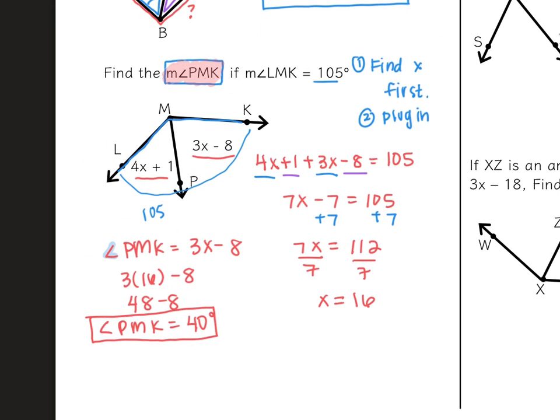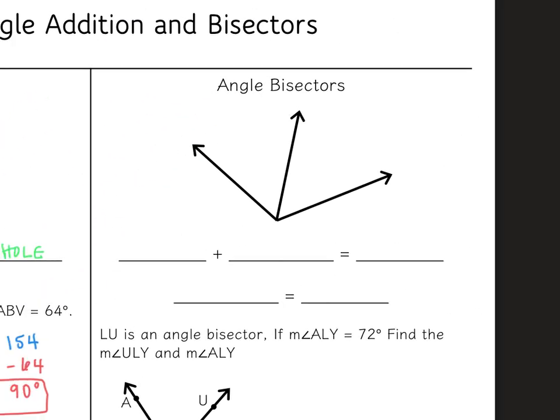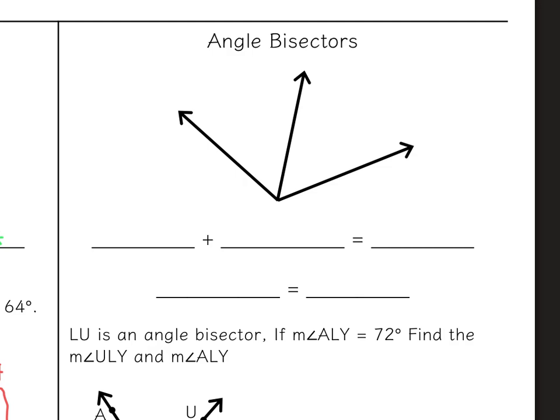Okay, now let's look at the angle bisectors. Again, it's very similar to the segment bisectors. So we have our part 1 here, and we have part 2 here. There are 2 different problems that you can have with this. So either part 1 is equal to part 2.